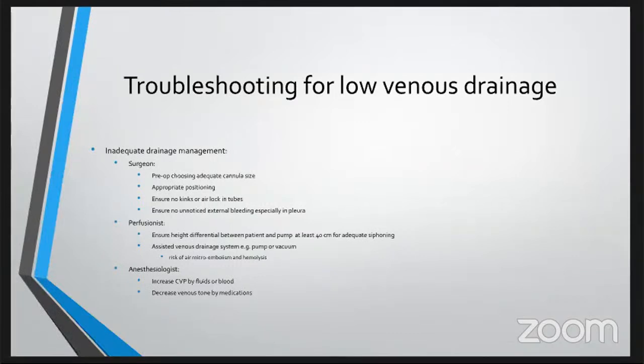From the perfusionist side, he has to ensure the height differential between the patient and the pump is at least 40 to 70 centimeters for adequate siphoning. And for an assisted venous drainage system, for example, the pump or the vacuum assisted drainage, though it has a risk of microembolism and hemolysis as we discussed. And from the anesthesia side, increasing the CVP by fluids or blood, or decreasing the venous tone by medications.